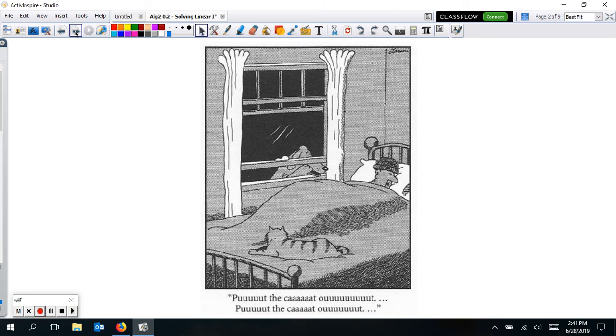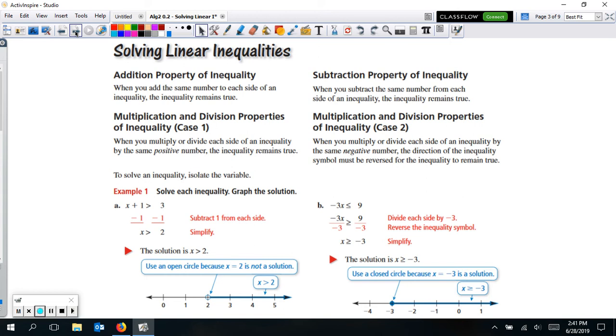Alright, so let's take a look at our inequalities here. Solving linear inequalities. Now there's a couple of things we need to look at. As we look at example 1 here, you're noticing a similarity to the equations. You're undoing the plus by subtracting, and you subtract on both sides. You do the operation over here, and that's all the same. When you do the addition property of inequality, it is all the same.